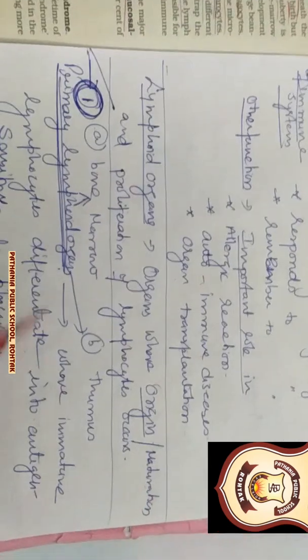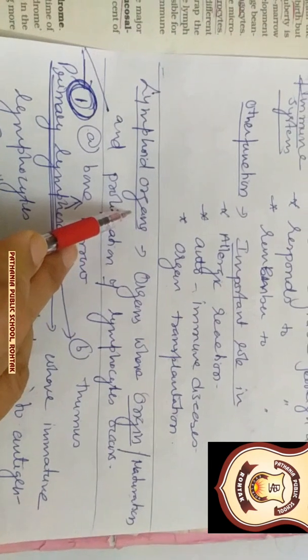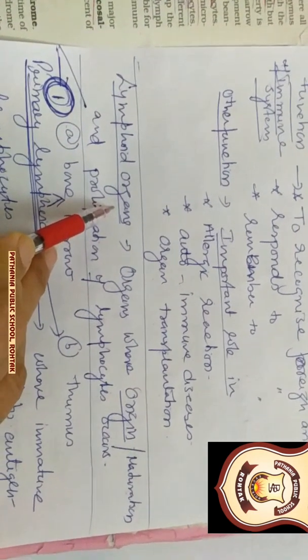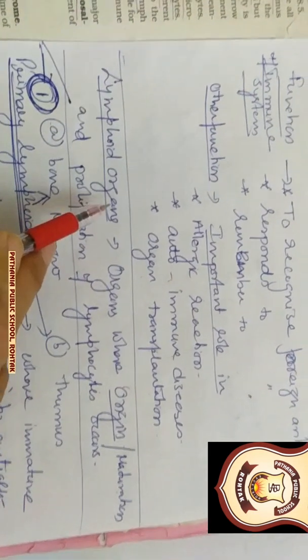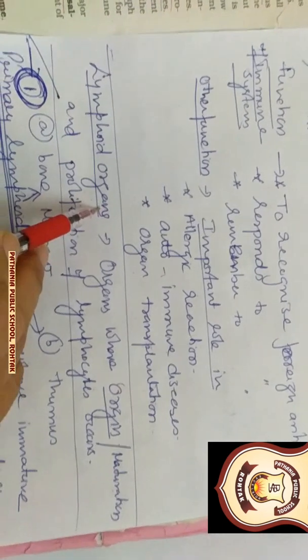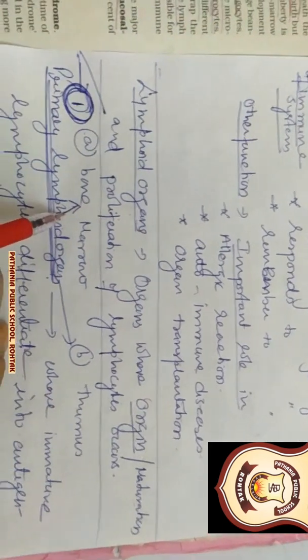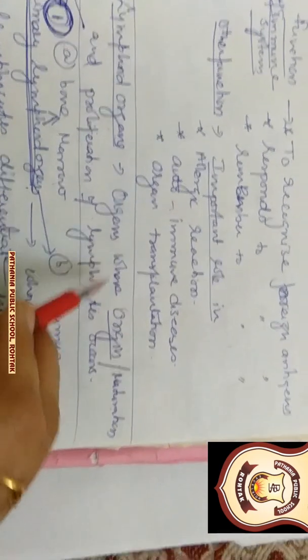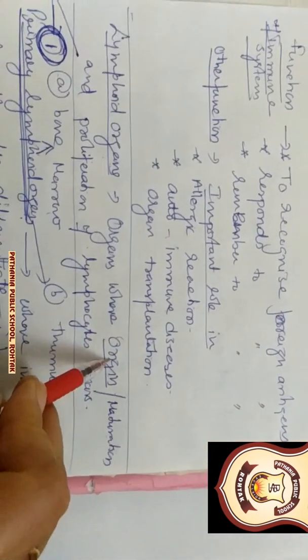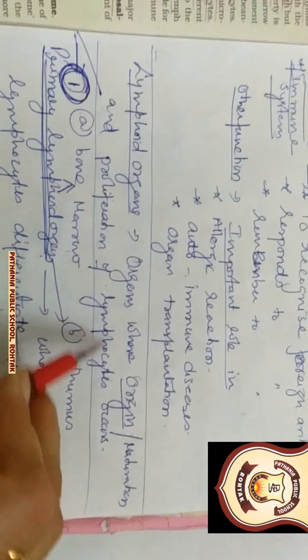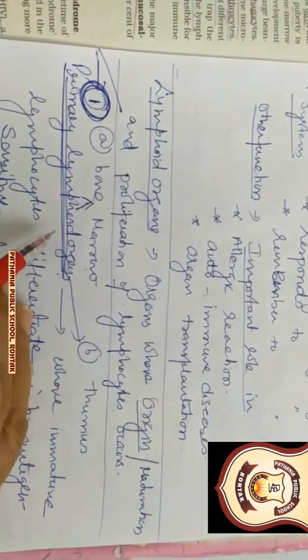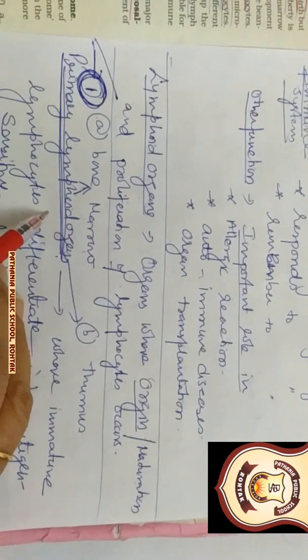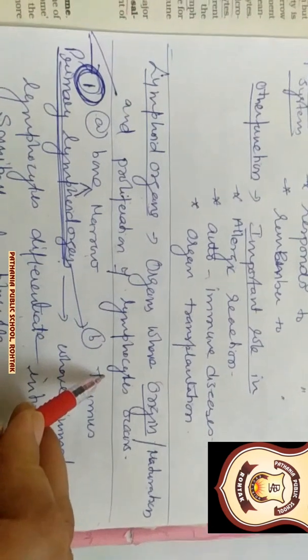we have already discussed. Now the types of this immune system, the lymphoid organs. A part of the immune system is the lymphoid organ. They are of two types: primary lymphoid organ and secondary lymphoid organ. Lymphoid organs can be defined as where the origin, maturation and proliferation of lymphocytes take place. Primary lymphoid organs are bone marrow and thymus.